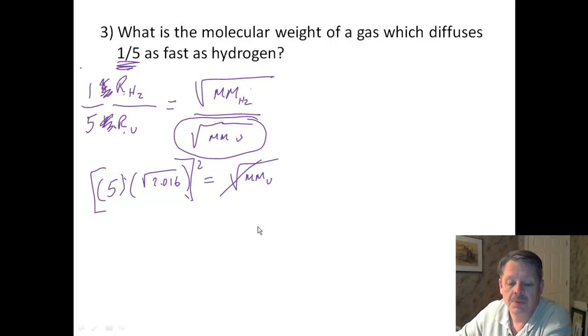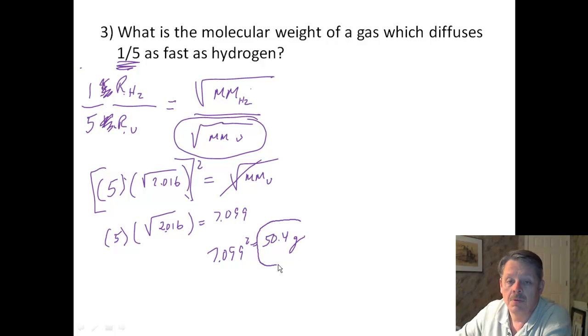So now if I plug this into my calculator, let's do it in stages. If I have 5 times the square root of 2.016, that's going to give me 7.099. But because I'm under a radical sign here, I have to square this thing. So if I multiply it by itself, if I square 7.099, I get 50.4, which is the mass of a gas that would be 1/5 as fast as hydrogen.